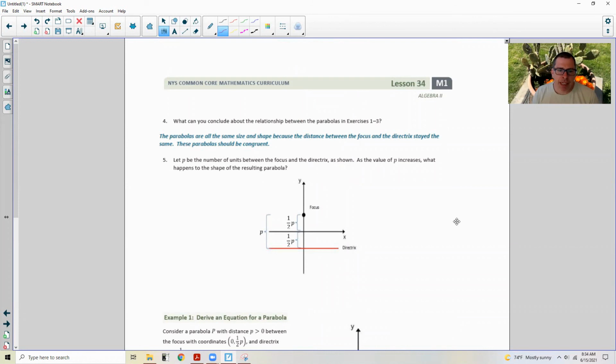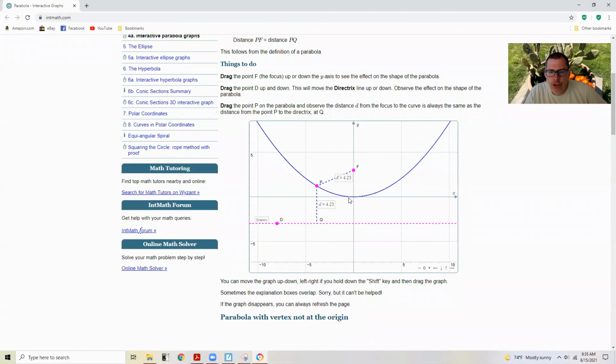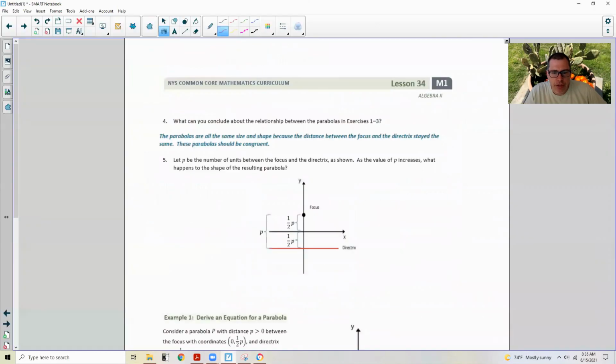So number 5 says, let P be the number of units between the focus and the directrix as shown. As the value of P increases, what happens to the shape of the resulting parabola? Okay, to answer this question, I'm going to go back to intmath.com and use this manipulative. As the value of P increases, in other words, the distance between the focus and the directrix increases, what happens to the parabola?